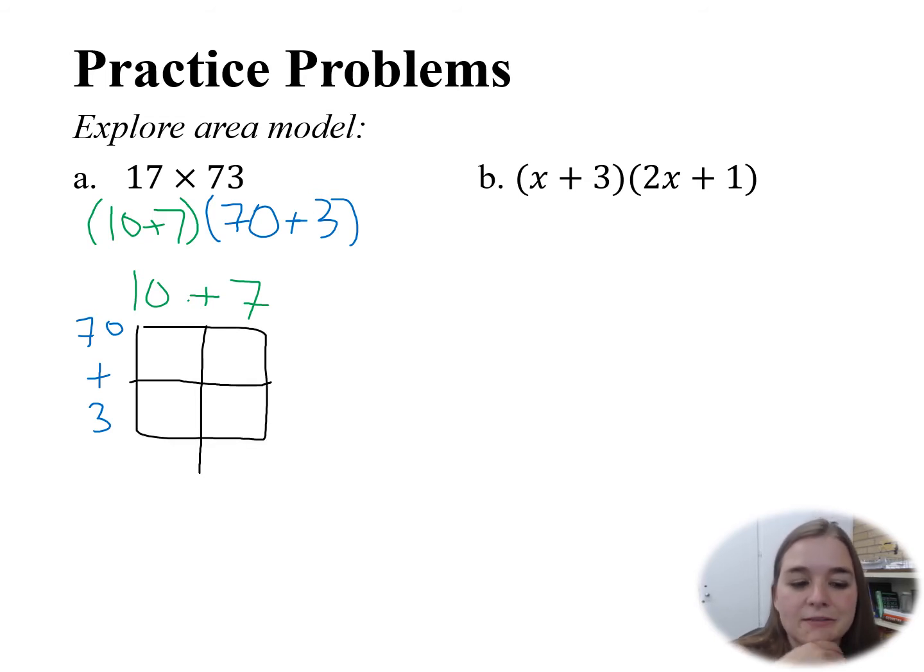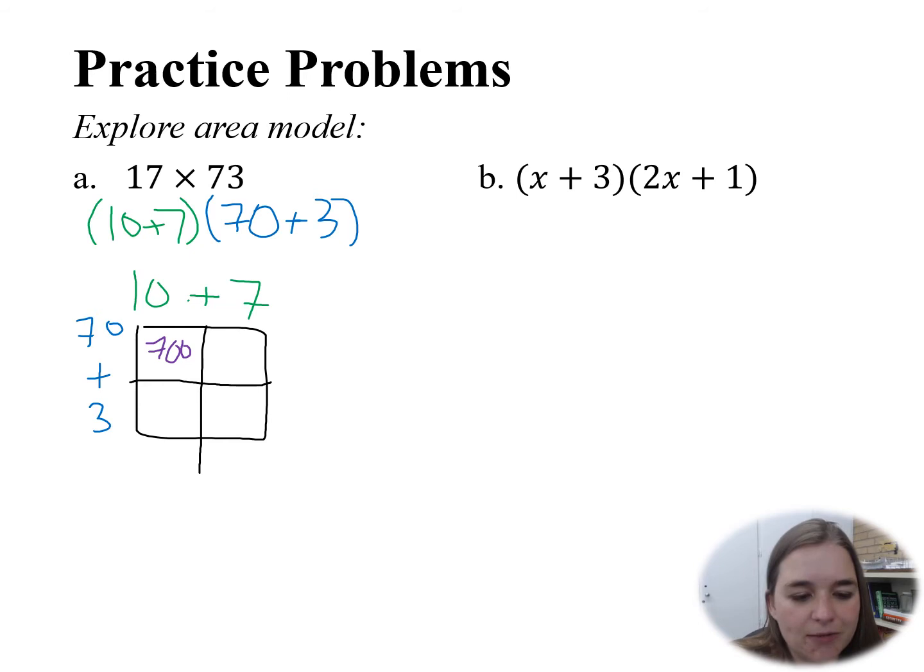I see that I've decomposed into 4 separate partial areas. I have the area of that first box, and then the area of each box after that will give me the total area of this expression. So to do that, now I can fill in the boxes. The area of this first box is length times width. So 10 times 70 gives me 700.